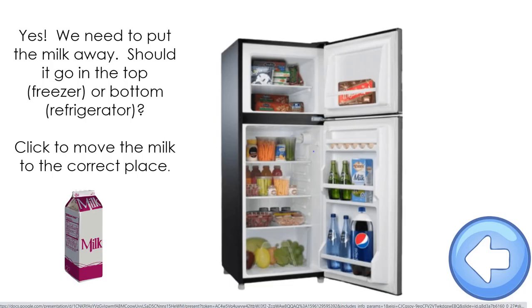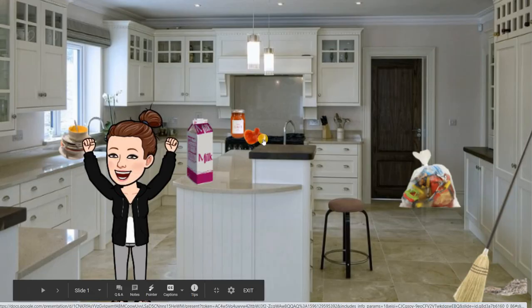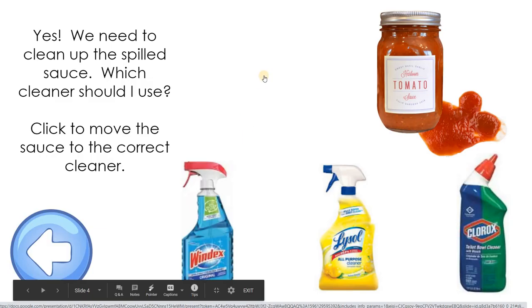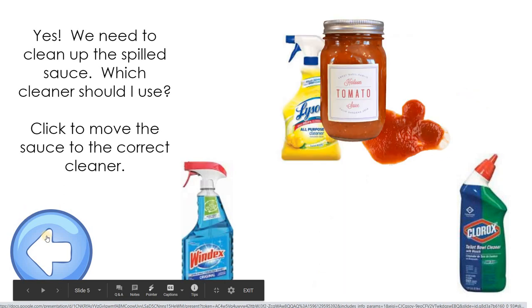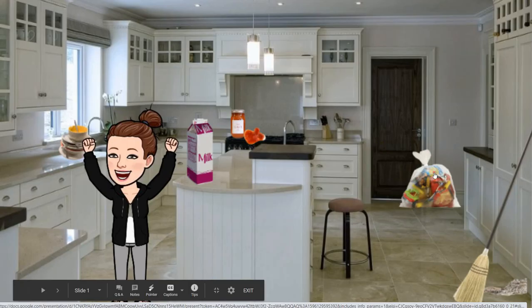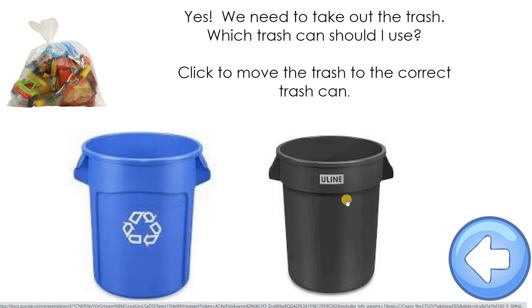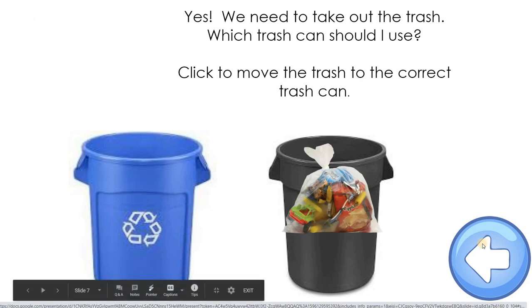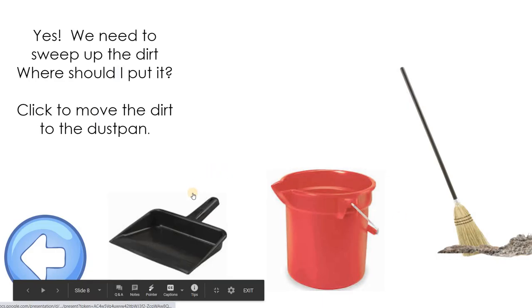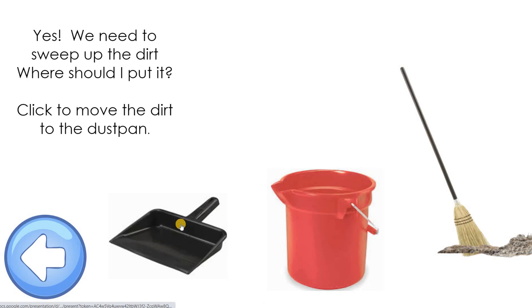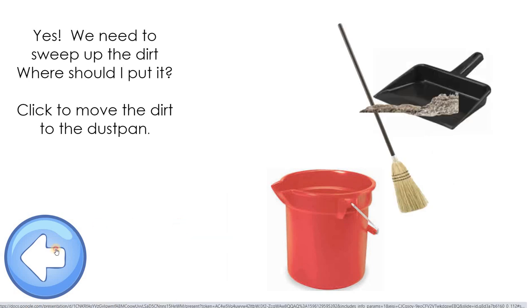Same thing with the milk. They have to choose where to put it, in the refrigerator or the freezer. We want to put it in the refrigerator. Spaghetti sauce, we need to clean that up. Which product should we use? We want to use the regular all-purpose cleaner, not the toilet bowl or the window cleaner. We've got trash. They need to pick recycling or regular trash bin. And then we have a pile of dirt here, and they need to choose what they would use to clean that up with. So we would use a dustpan.